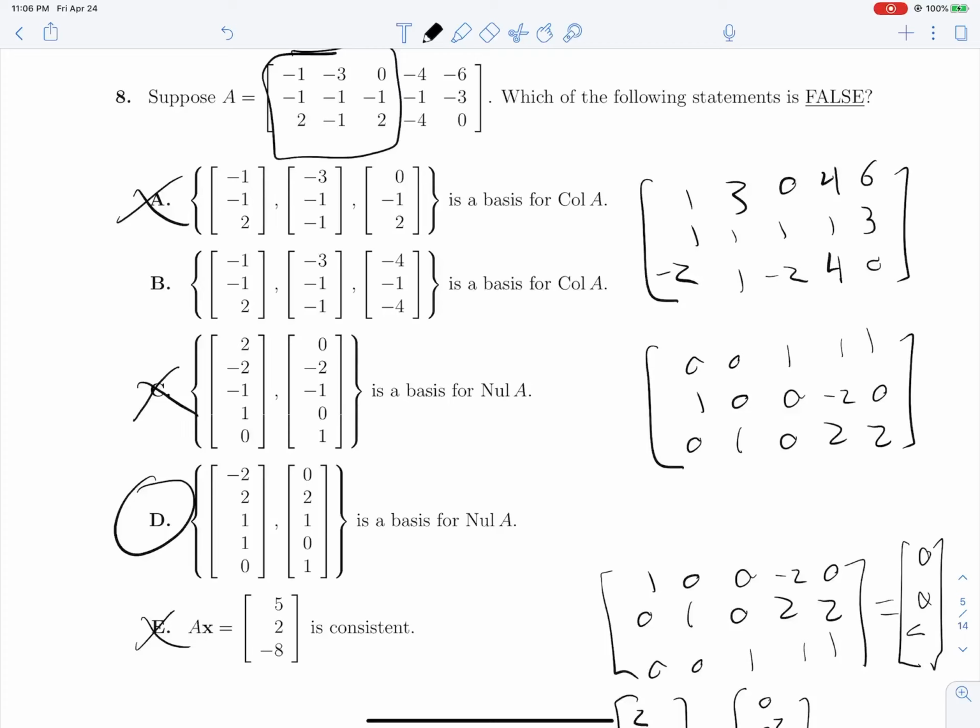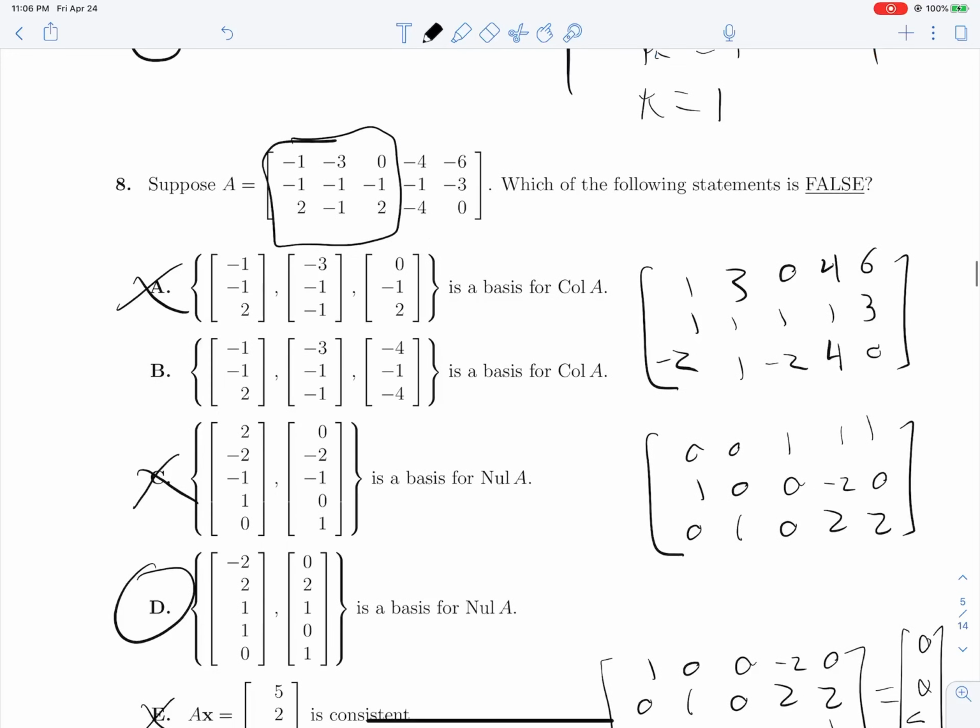But for B, why is B true? As far as I can tell, it's true because if you take these 3, smash them together, and row reduce them, you should get 3 pivot positions. And since all we're looking for is a basis to span R3, because the column space of A is R3, these 3, since they are linearly independent, work as a basis for R3, which is the column space of A. So 8 is D.